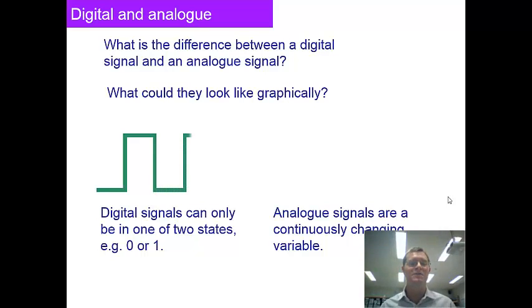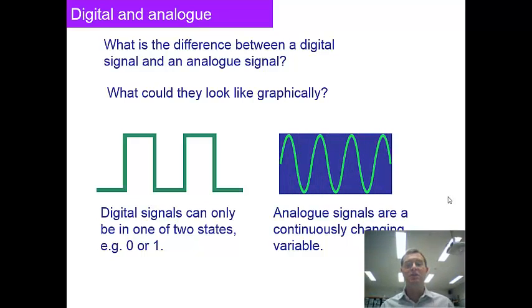Here we have digital signals, two states, 0 and 1 is the norm, but what we're saying is that there's going to be very clearly distinguished states. Whilst an analog signal is a continuously changing variable. So that means that every single number available can potentially be taken up. So that's digital and analog.